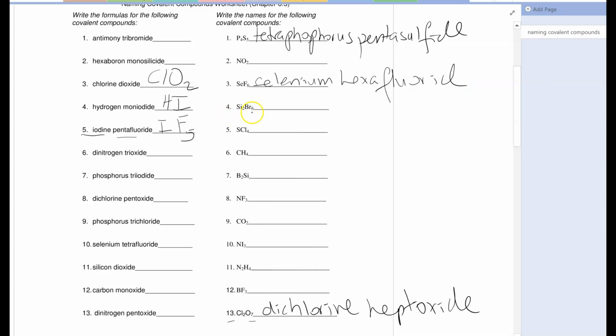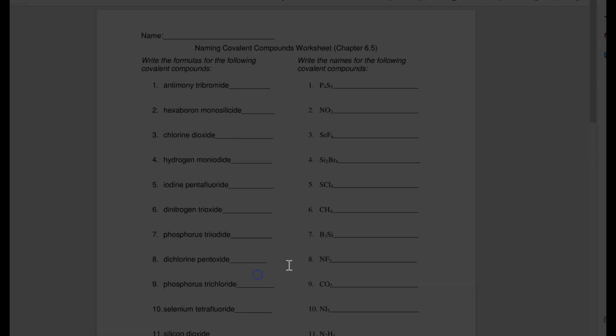Number 4, disilicon hexabromide, sulfur tetrachloride, diboron monosilicide. So the second one does get the mono, so let's try this one. Diboron. And then the second one is just a single, so it's monosilicide. Nitrogen trifluoride, carbon dioxide, you already know that. Dinitrogen tetrahydride.